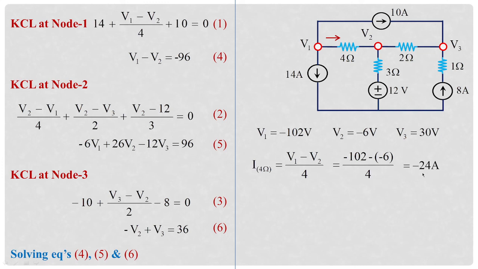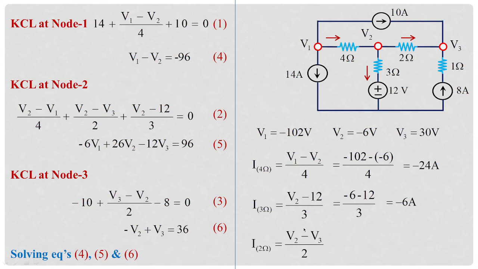You can check this answer; already we got the same value in magnitude when you applied the mesh analysis. Now get the value of branch current flowing in 3 ohms, which is equal to (V2 minus 12) by 3. So substitute the value, minus 6 minus 12 by 3, which is equal to minus 6 amperes. So in the two mesh analysis cases, we got the same result. And finally, the current flowing in 2 ohms, that is (V2 minus V3) by 2, which is equal to minus 6 minus 30 divided by 2, which is equal to minus 18 amperes.